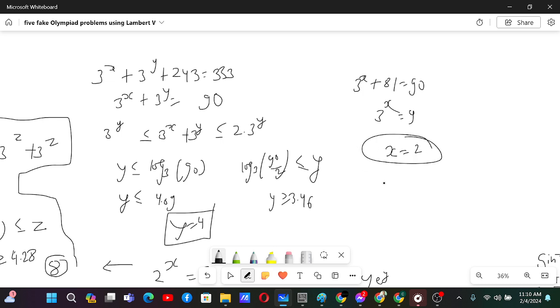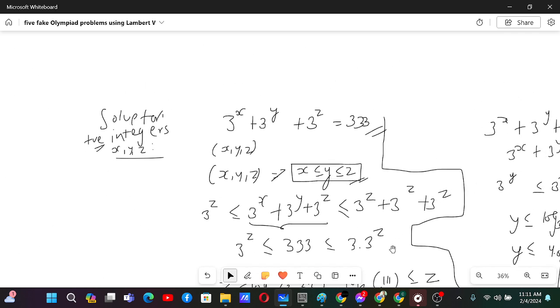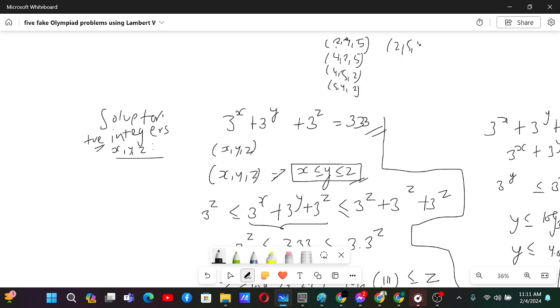Now we have a solution, which is 2, 4, 5. These are in ascending order because that was what we assumed in the beginning, and so these are not the only solutions. We can have the permutations of this solution, which are 4, 2, 5; 4, 5, 2; 5, 4, 2; 2, 5, 4; and 5, 2, 4. Since there are 3 terms, we have 3 factorial permutations, that is 6. So we have these 6 solutions, and that solves this problem.